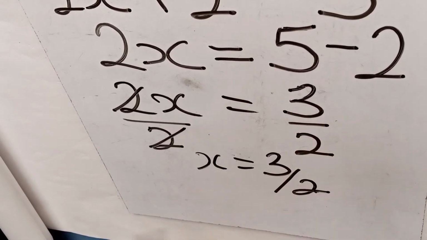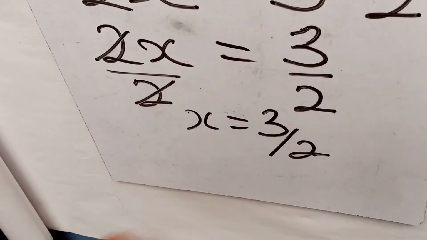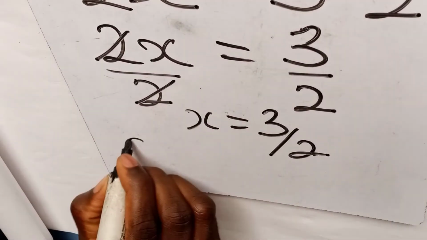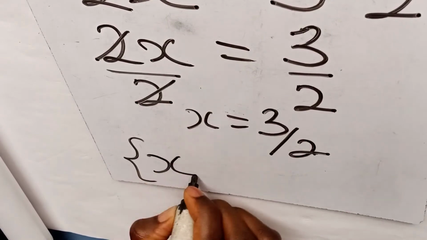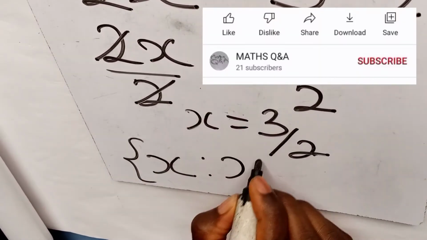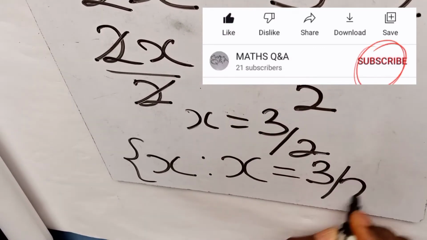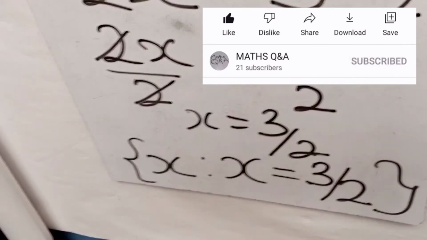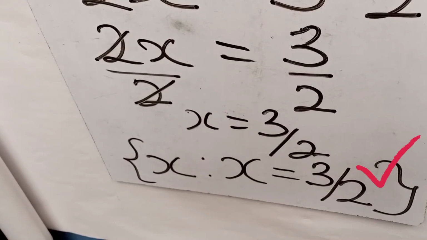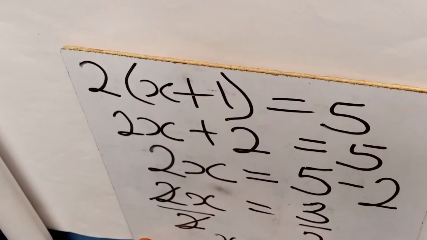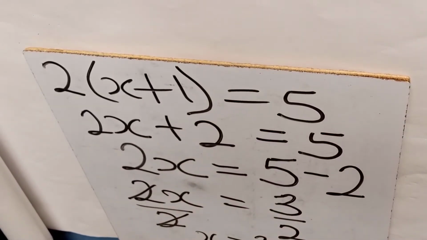But that is not the answer, okay? We are told to write the truth set. So let's write the truth set as our final answer. So the truth set, x such that x is equal to 3 divided by 2. So this becomes the answer for the question: 2 multiplying x plus 1 equal to 5.